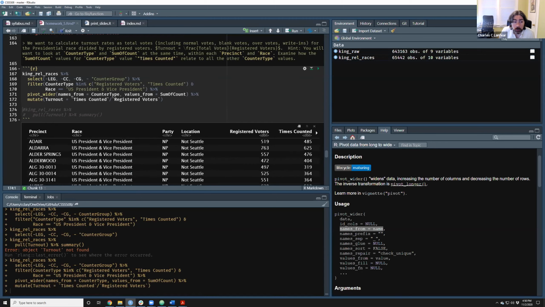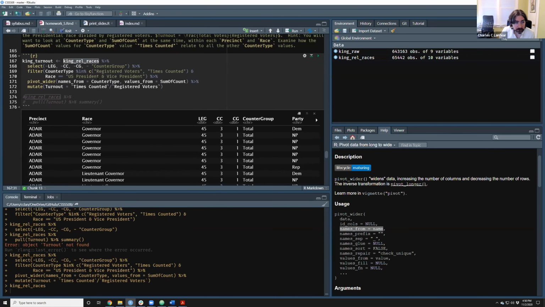Now, if we want to take something like this that we've created and put it back on another data frame, how might we go about doing something like that? Assign it to an object. We might assign it to an object. So I'm going to say something like King turnout. And then what if we assign it to an object like this, how would we get it back onto our other data frame that looks like this? How would I add a turnout and a registered voters column to this data set?